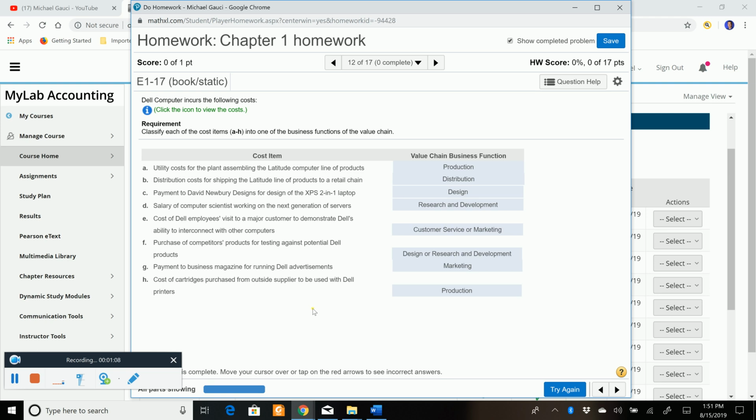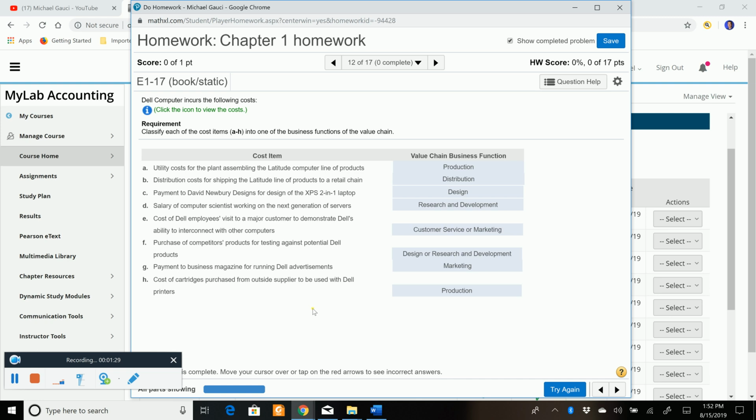We have research and development, also known as R&D. We have design. We have production. We have marketing. And of course, we have distribution. And so let's take a look at the first cost item and see if we can make sense in matching them up with the business functions.